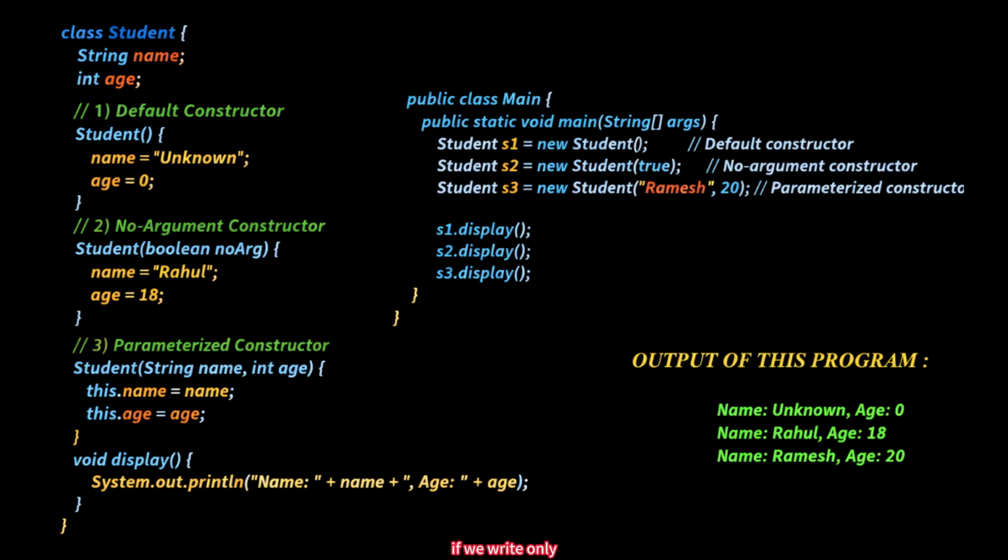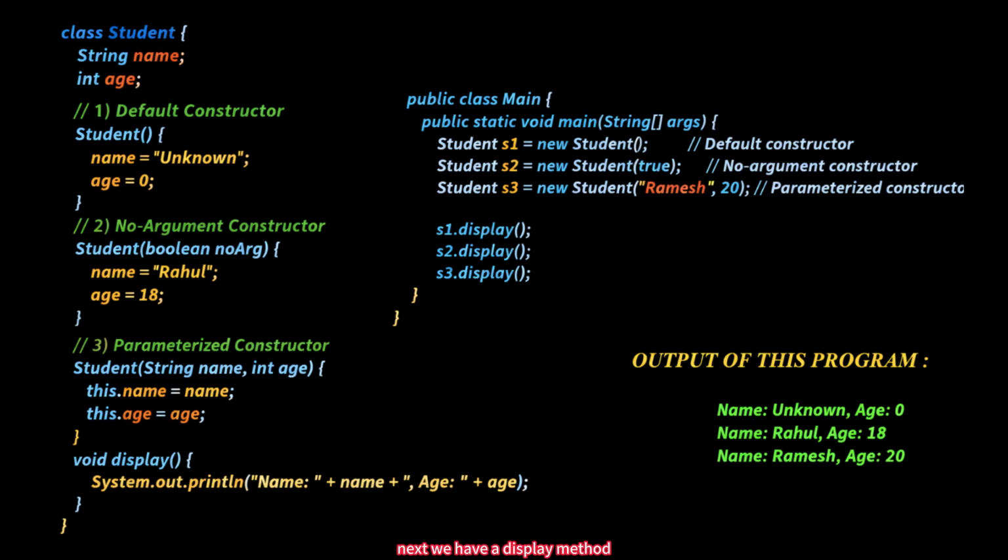If we write only name is equal to name or age is equal to age, Java will think both refer to the parameter variable. So to clearly tell Java that we are referring to the class variable, we use this. This means the current object's variable.